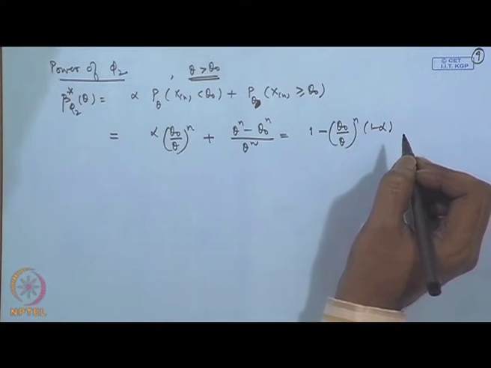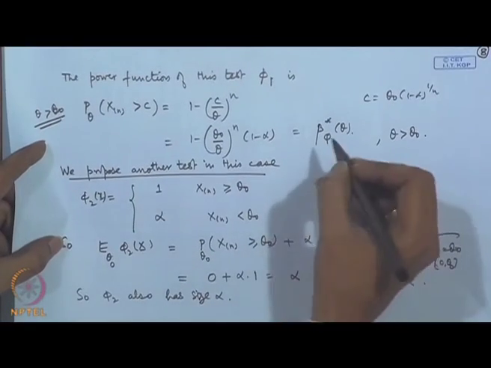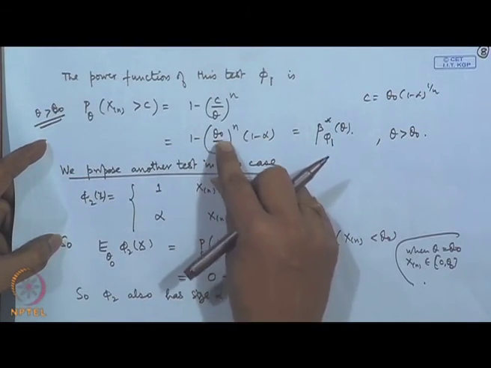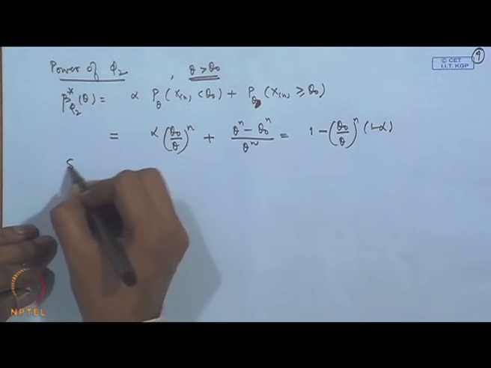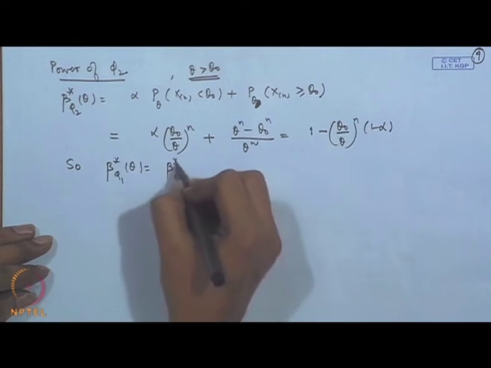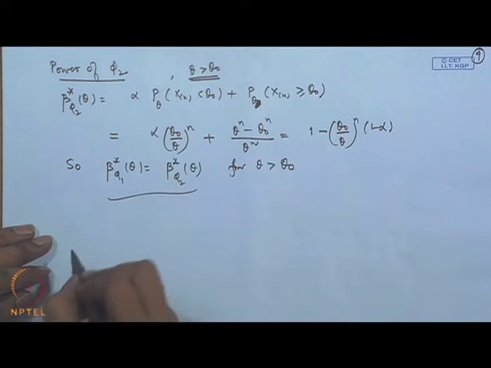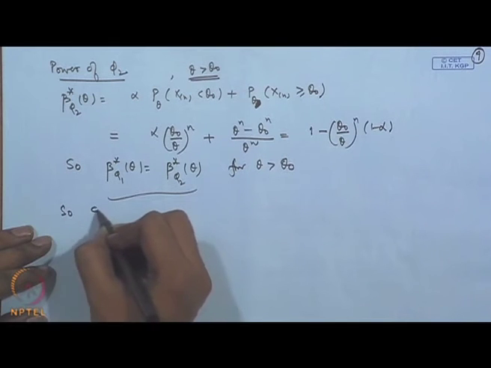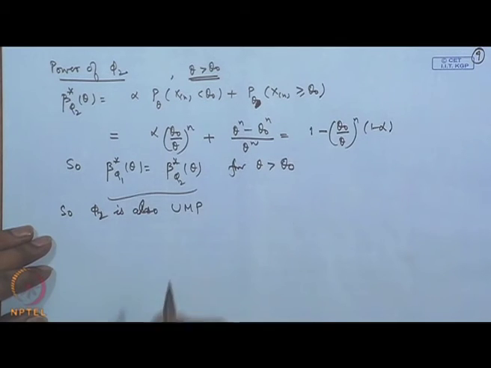Now, let us consider the power function of phi 1. The power function of phi 1 was 1 minus theta naught by theta to the power n into 1 minus alpha. The power function of phi 2 is also the same. So, what we have proved is that the power functions of the two for theta greater than theta naught are the same. So, phi 2 is also UMP. Okay.